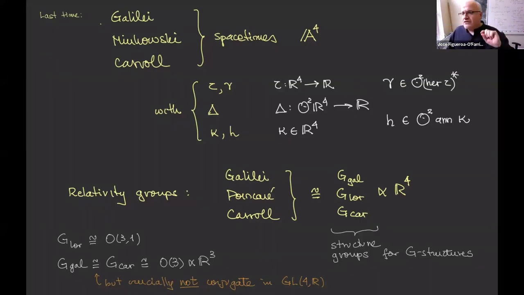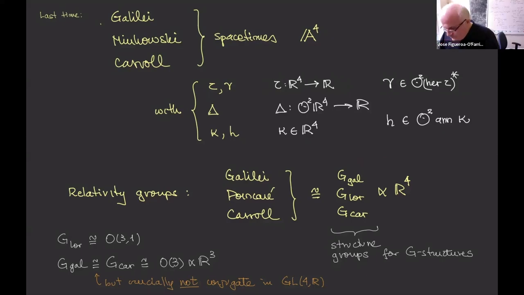But anyway, the point is that each of these model spacetimes is a homogeneous space of a certain kinematical Lie group, the so-called relativity groups in this language. Galilei's spacetime is a homogeneous space of the Galilei group, Minkowski of Poincaré, and Carroll of Carroll. Minkowski and Poincaré are the only ones that have different names. These groups are subgroups of the affine group, which looks like general linear transformations semi-direct product translations, and they are all of the form: a subgroup of the general linear group which preserves the structures that we have, semi-direct product translations.